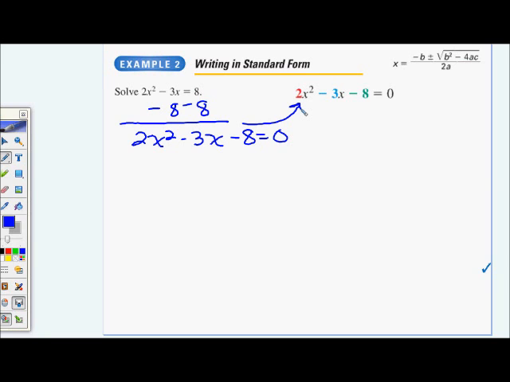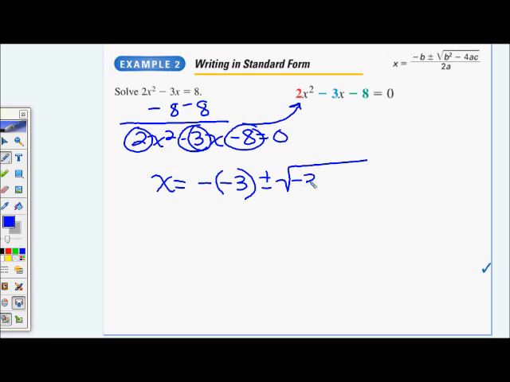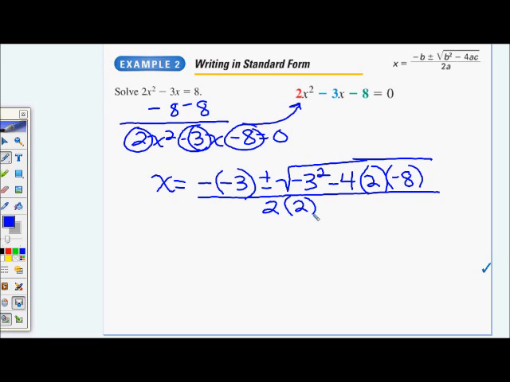Now that we have it that way, we can go ahead and identify our a, b, and c. There's our a term, our b term, our c term. Let's get our b term in there. And now I can apply that to my quadratic formula. So x equals my b term, negative 3, I want a negative b, plus or minus the square root, and I'm going to do b squared, that's a negative 3 squared, minus 4, a is 2, and c is negative 8. That's all going to be over 2 times my a term, which is 2.